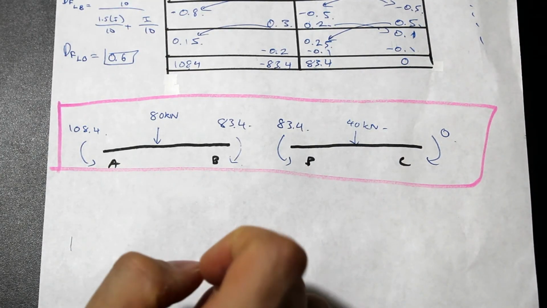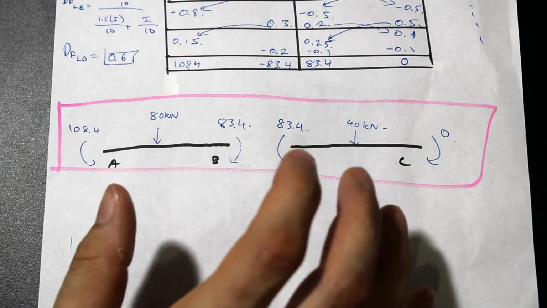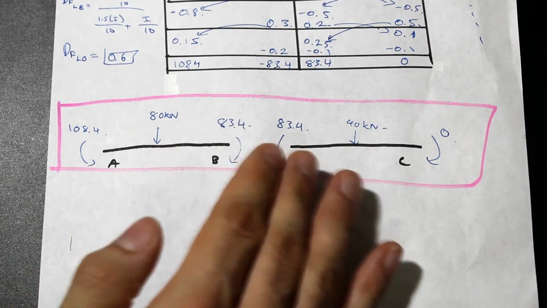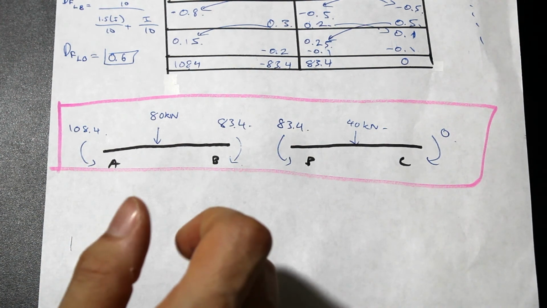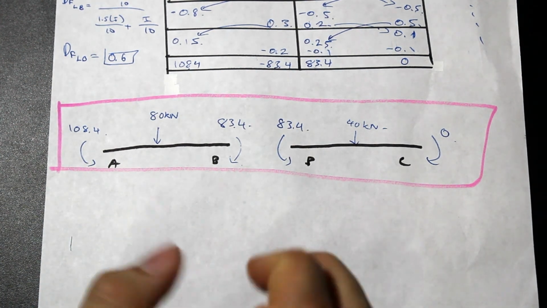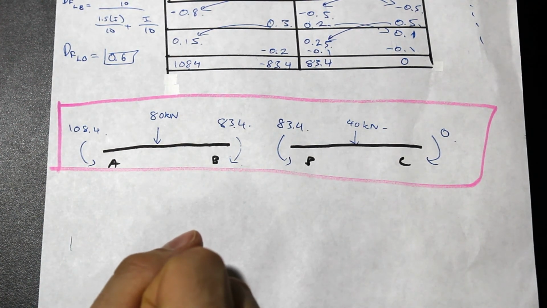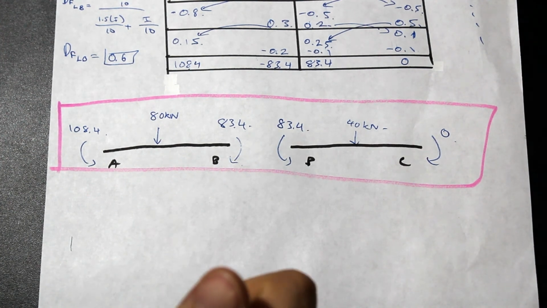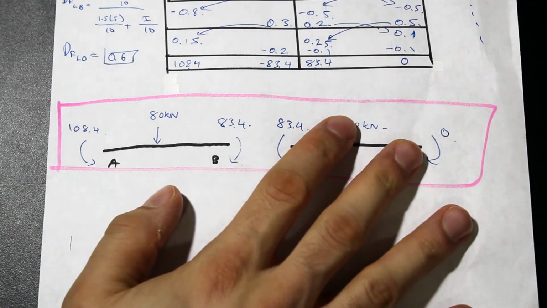That's it for our moment distribution method question. I hope that kind of clarified how to transfer moments between roller supports like that. In another video, we'll do the modified stiffness where we can avoid that, but it's important to get that concept down, balancing the joints until they reach 0, and being able to draw the free body diagram from the moments.